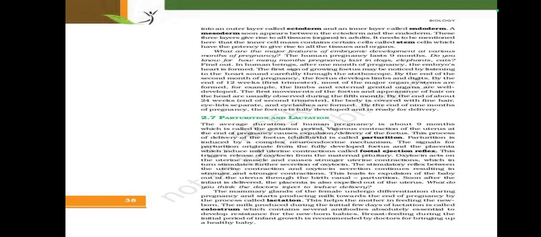This leads to expulsion of the baby, the infant is delivered. The placenta is also expelled out of the uterus. Now the doctors inject oxytocin to induce delivery. The mammary glands of the female undergo differentiation during pregnancy and start producing milk towards the end of pregnancy by the process of lactation, which helps the mother in feeding the newborn.